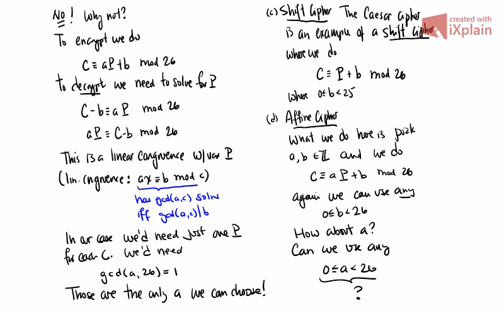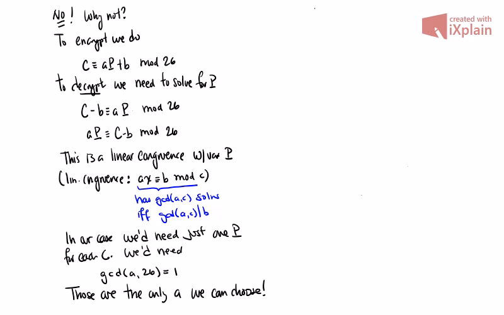So using, say, 2, even numbers are no good. But using, say, 3 is good, but 13 is no good. So again, these are the only a we can choose. If we use an a with GCD of a and 26 not 1, then for each c, we could potentially find more than one p, or we would find more than one p.